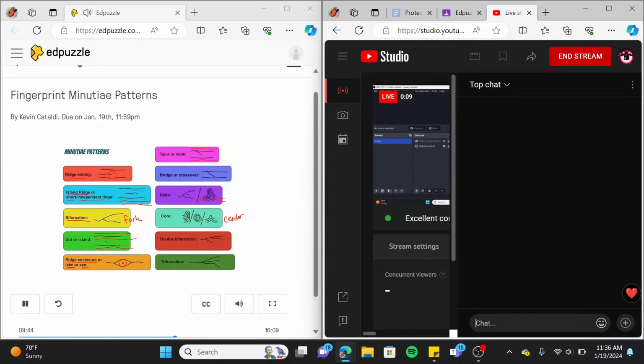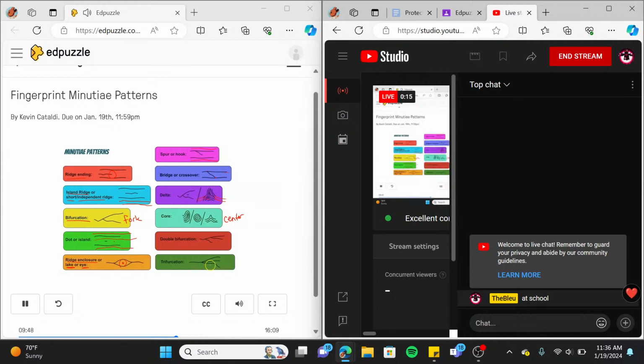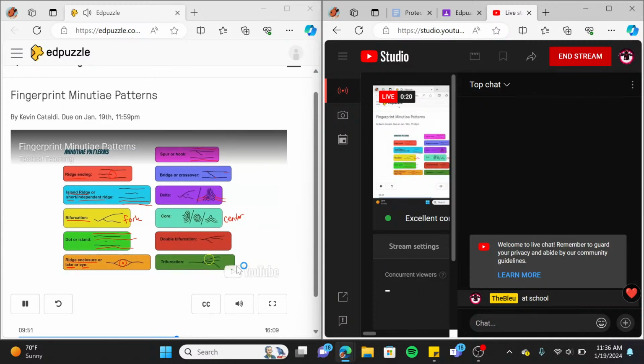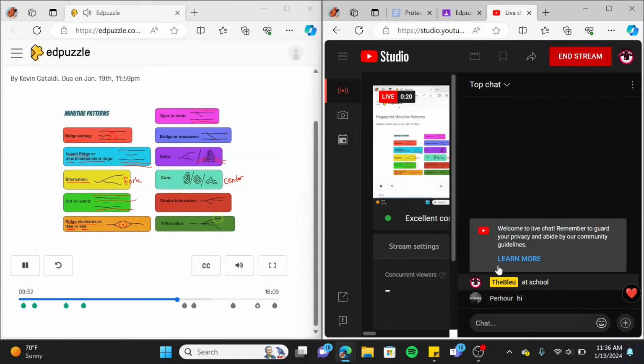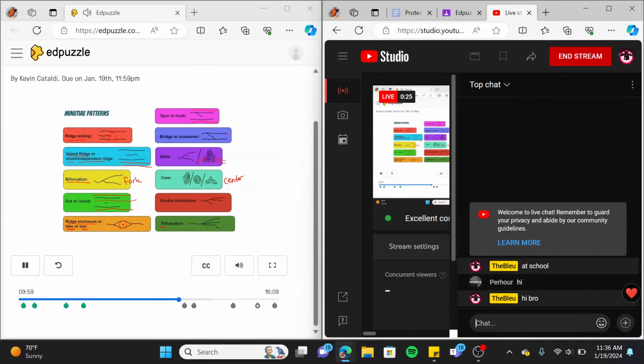This would be a double bifurcation, and then you have a trifurcation where instead of it forking and going two ways from a continuous ridge, it has three. So tri means three. Trifurcation is when one ridge splits into three individual ridges. Okay, these are all minutia patterns.